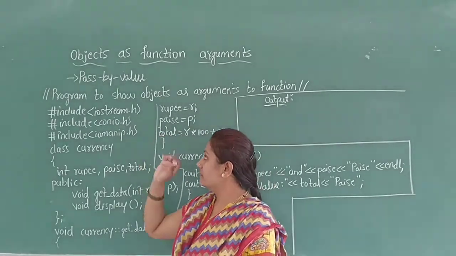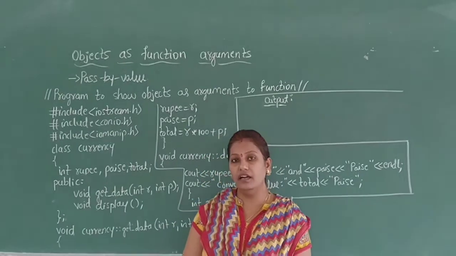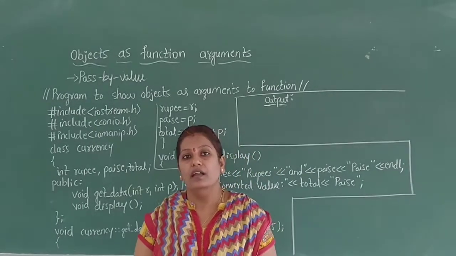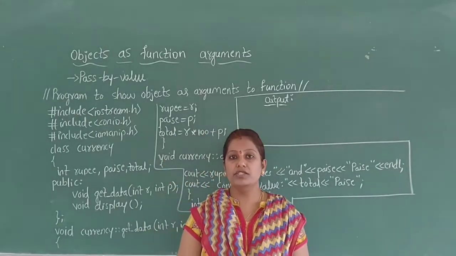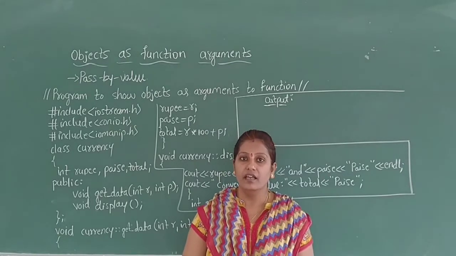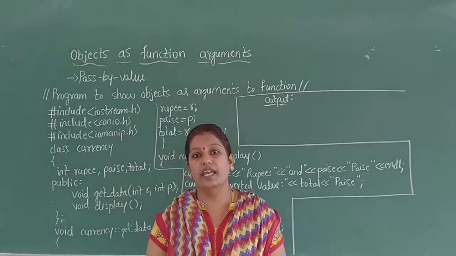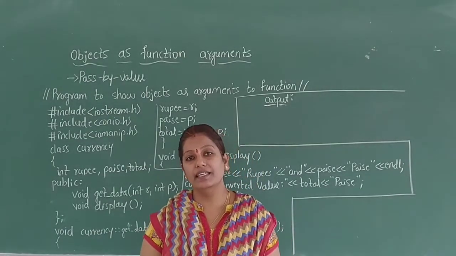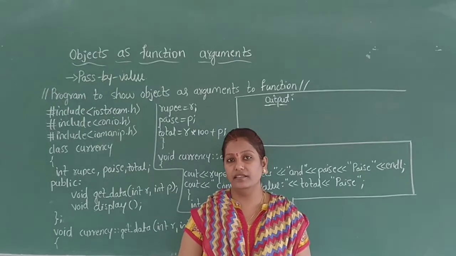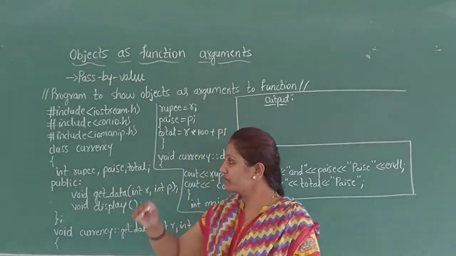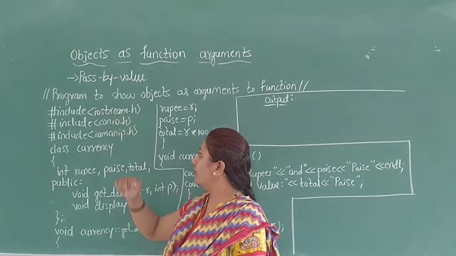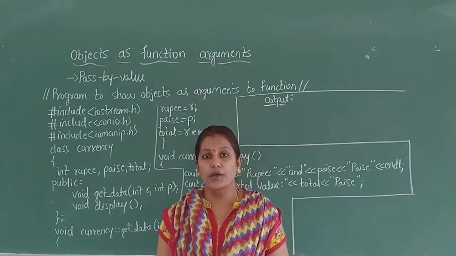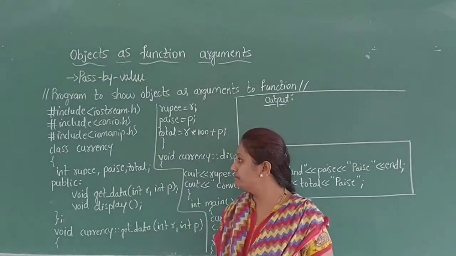In this section, first we'll learn the pass by value method. In pass by value, a copy of the entire object is passed to the function. Then the function creates its own object and uses it. Any changes made to the object inside the function do not affect the original value. We'll see a program to show objects as arguments to a function using pass by value.